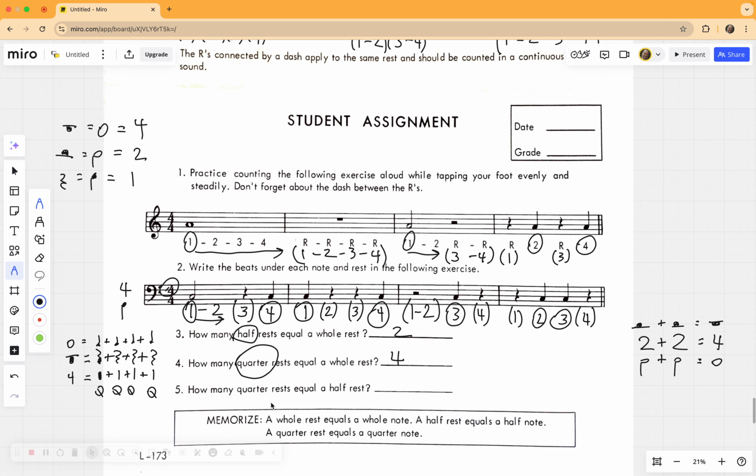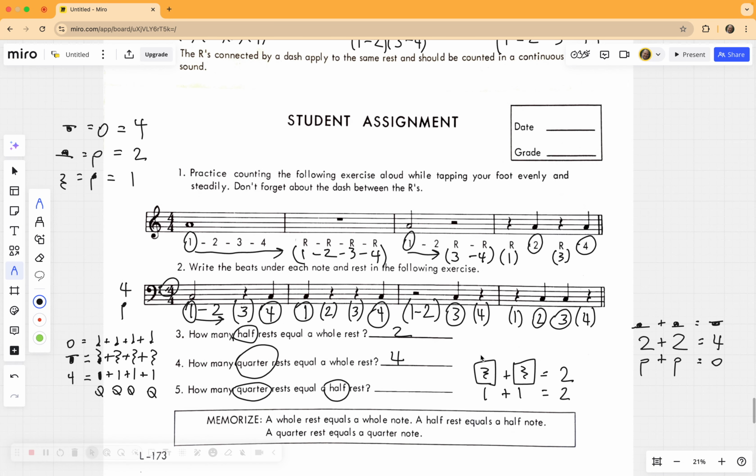How many quarter rests equal a half rest? So now the number we're trying to do is, we know a half rest equals 2. So we want to know what plus what equals 2. How many quarter rests? Well, a quarter plus a quarter, because 1 plus 1 equals 2.